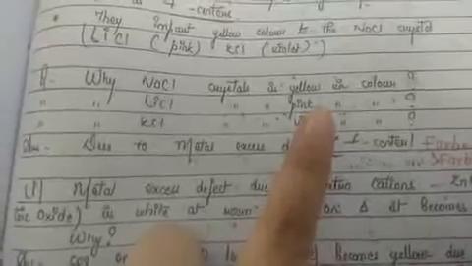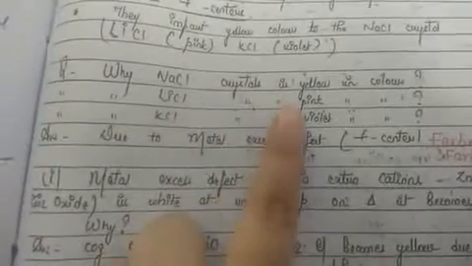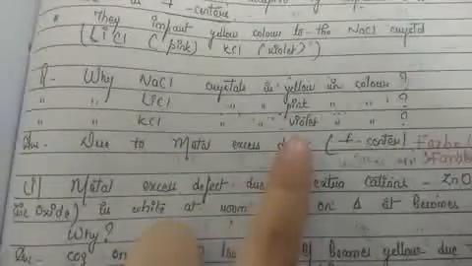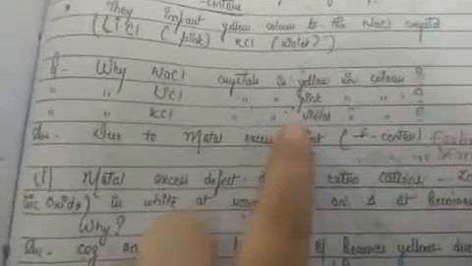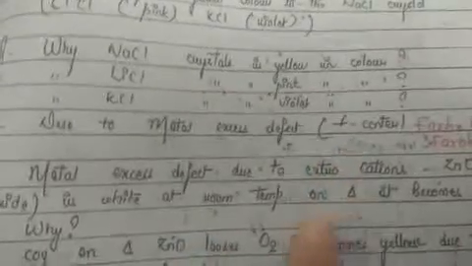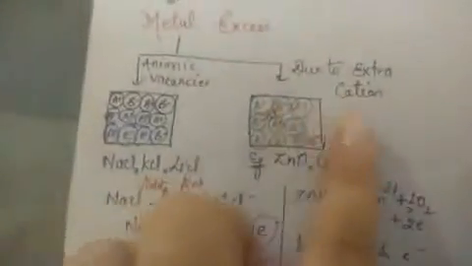The answer will be metal excess defect and creation of F center. Then again the question is why LiCl is pink in color, why KCl is violet. If any of these three questions are asked, the answer is always due to metal excess defect and creation of F center. Then next comes metal excess defect due to extra cation.